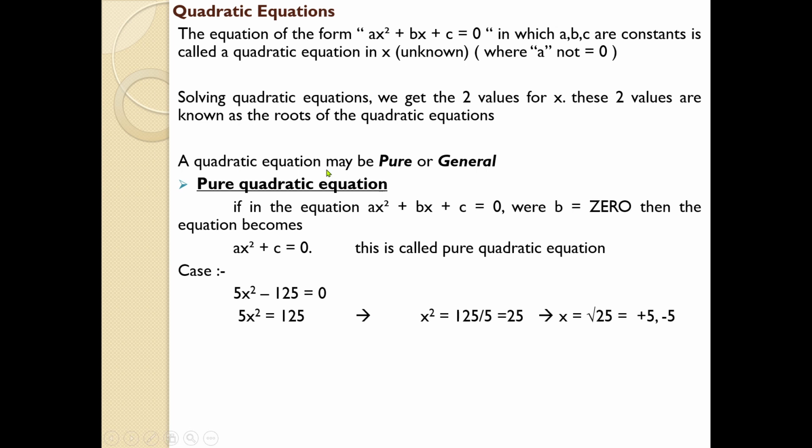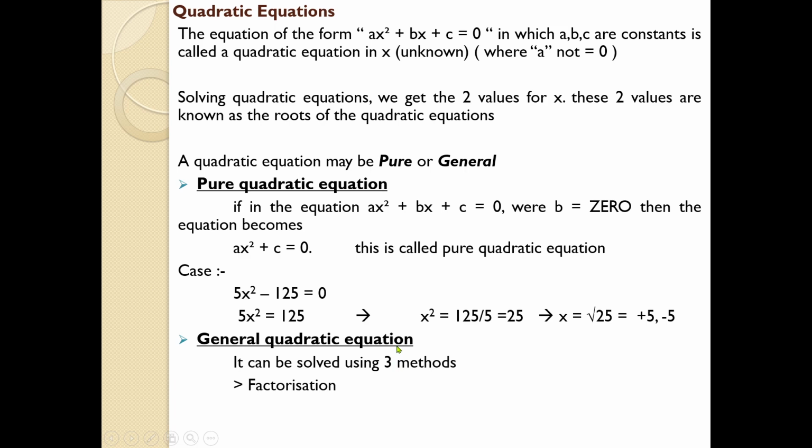Anyway, quadratic equation may be pure. This one is the case with regard to pure. So let us discuss the case of general. General quadratic equation is a normal form of quadratic equation, and there are three different methods for solving general quadratic equation. General quadratic equation means any equation in the form of ax square plus bx plus c equal to 0. That is known as general quadratic equation. There are three methods to solve general quadratic equation. One is factorization, one is completing the square, and finally the quadratic formula.